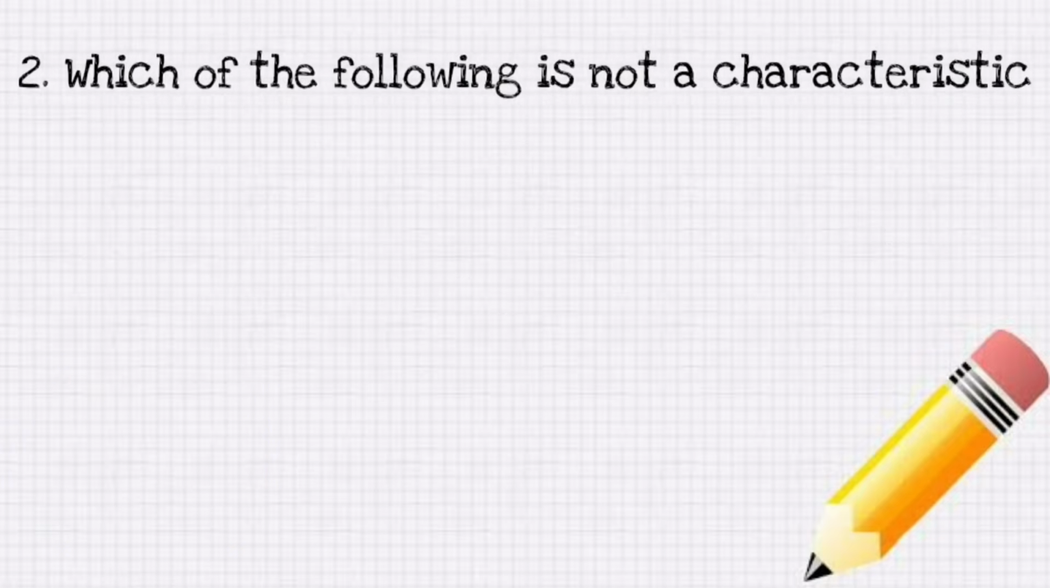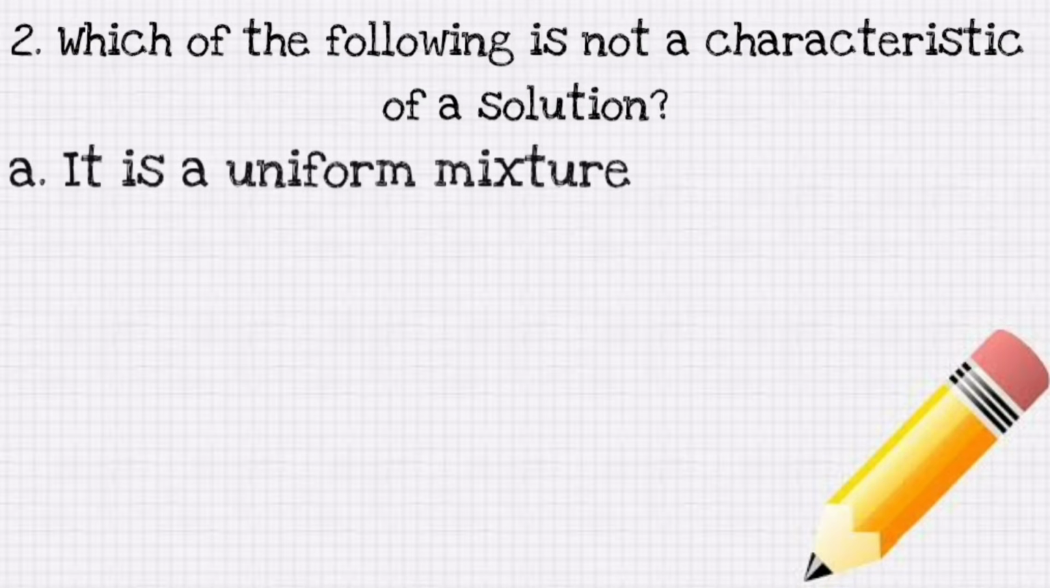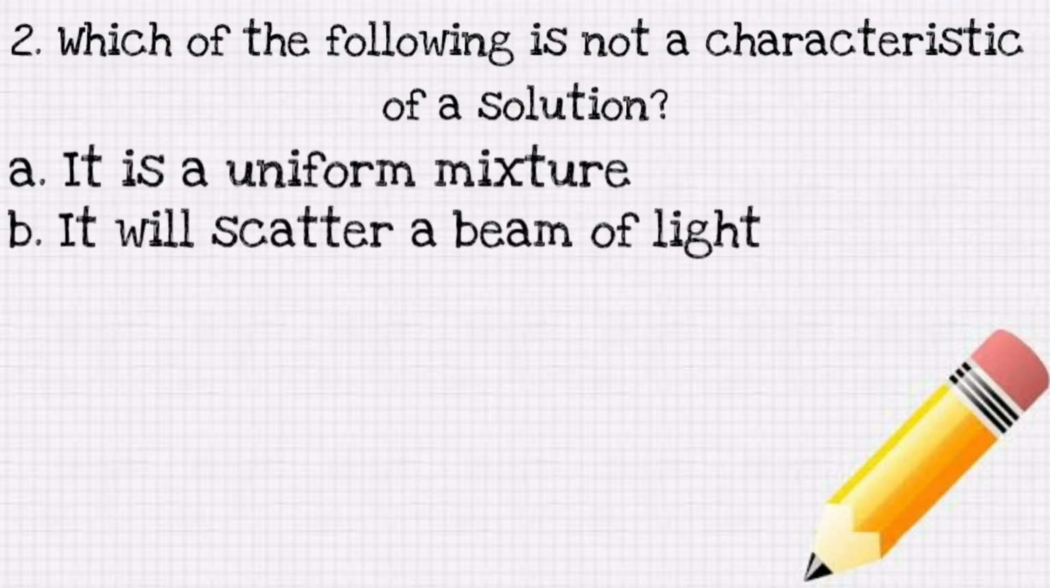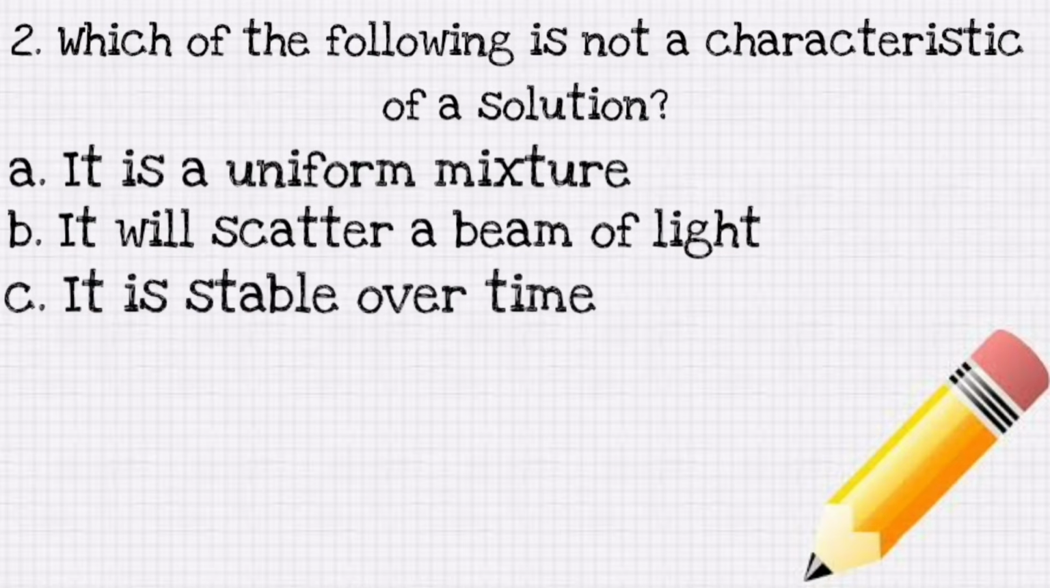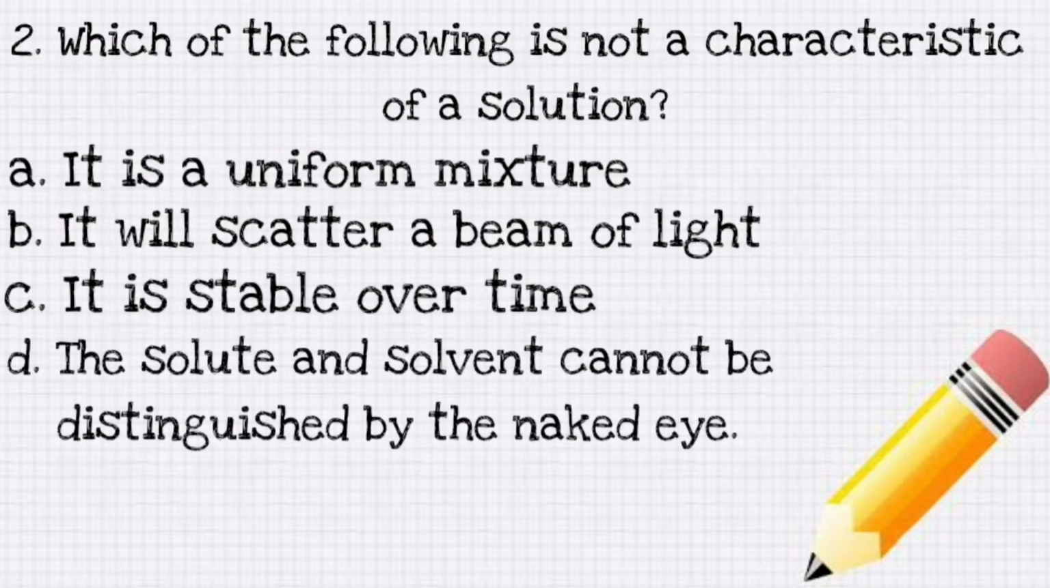Number 2, which of the following is not a characteristic of a solution? A. It is a uniform mixture. B. It will scatter a beam of light. C. It is stable over time. And letter D. The solute and solvent cannot be distinguished by the naked eye.